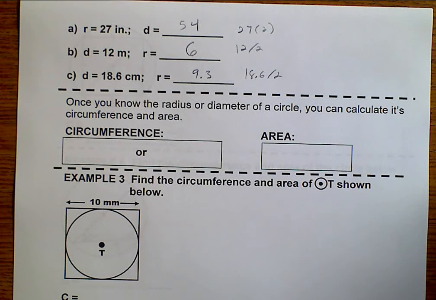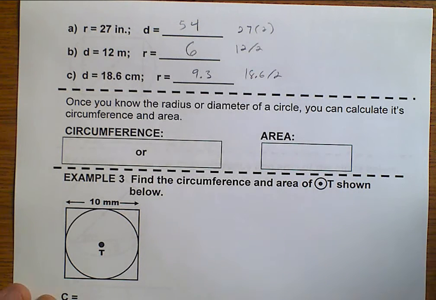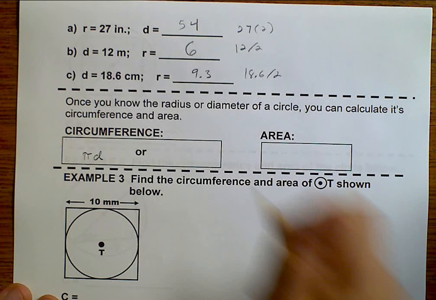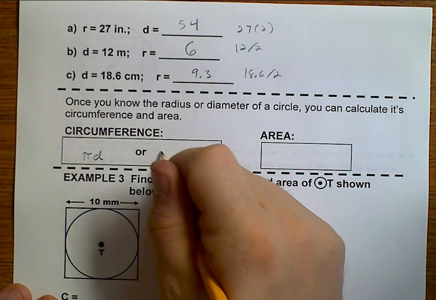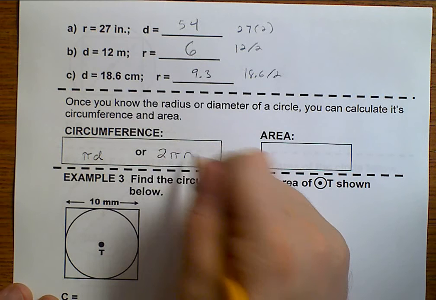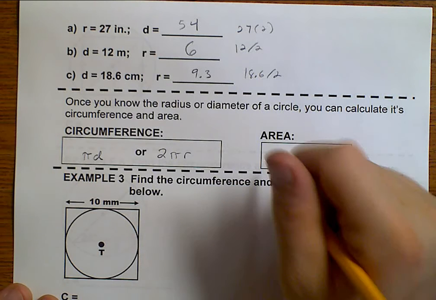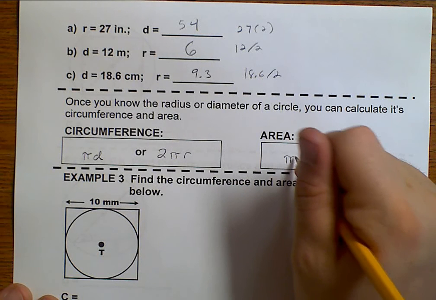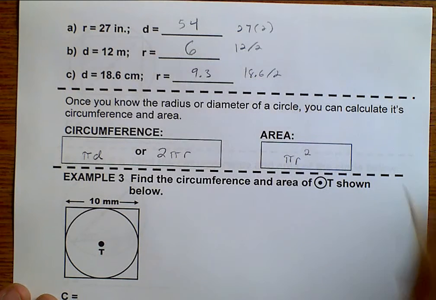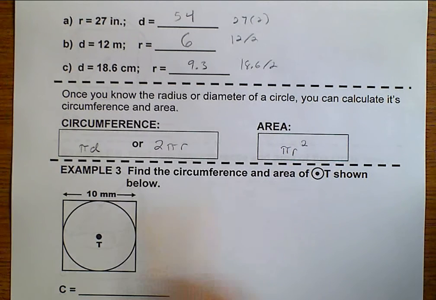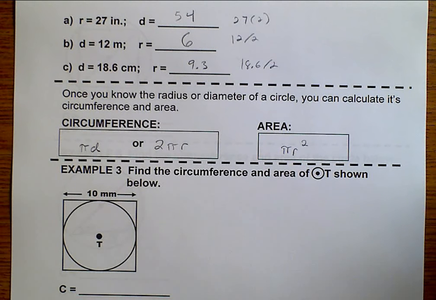So now, once we know what our radius and diameter are, we can calculate circumference and area, where circumference has two formulas. The first one being pi d, and the second one being 2 pi r. Now area is pi r squared. So these are basic formulas. You probably already know them. If not, they're written here. If you've forgotten them, they're also written here. They're also on your formula chart.